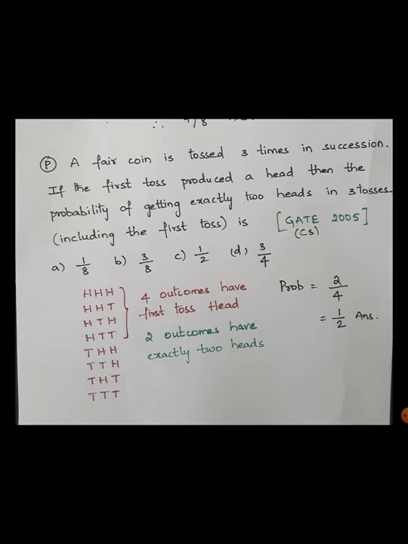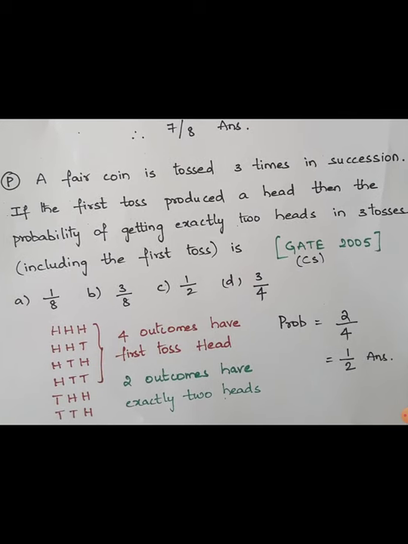A fair coin is tossed 3 times in succession. If the first toss produced a head, then the probability of getting exactly 2 heads in 3 tosses, including the first toss, is. Read the question properly.